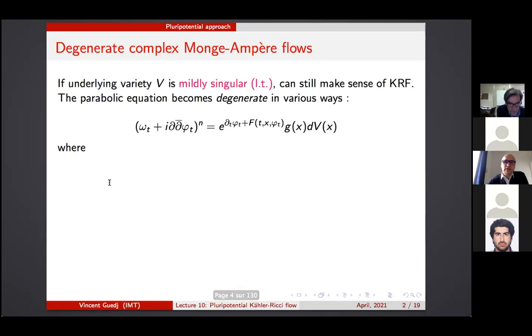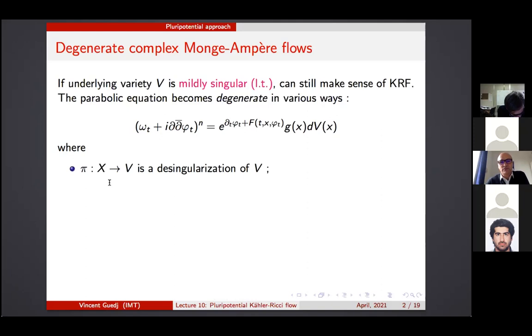So the Monge-Ampère of phi t, this family of potentials, should be equal to e to the time derivative of phi t plus some function f in time, space, and phi t, if we consider the normalized version of the Kaehler-Ricci flow, times a measure where you replace the volume form by a volume form with density, which I denote by g. So here I'm working on a smooth desingularization X of V. I denote by pi the desingularization map.